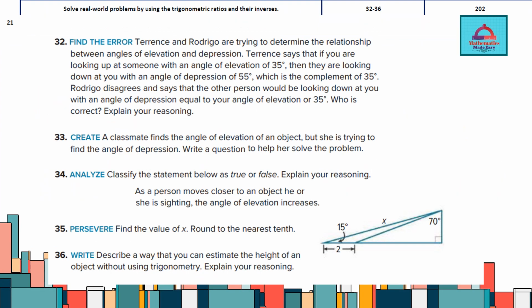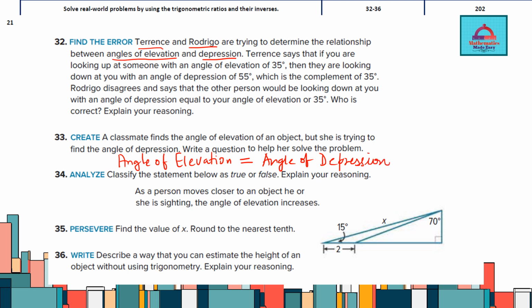So here you are given some word problems. You have to read them carefully, highlight the important information before you can solve them. We are going to use basic knowledge of trigonometry and your concepts of angle of elevation and angle of depression. That is the application of trigonometry for solving these questions. So there are two people, Terence and Rodrigo. They are trying to determine the relationship between angles of elevation and angle of depression. So I hope you already remember from your classes that angle of elevation is always equal to angle of depression.